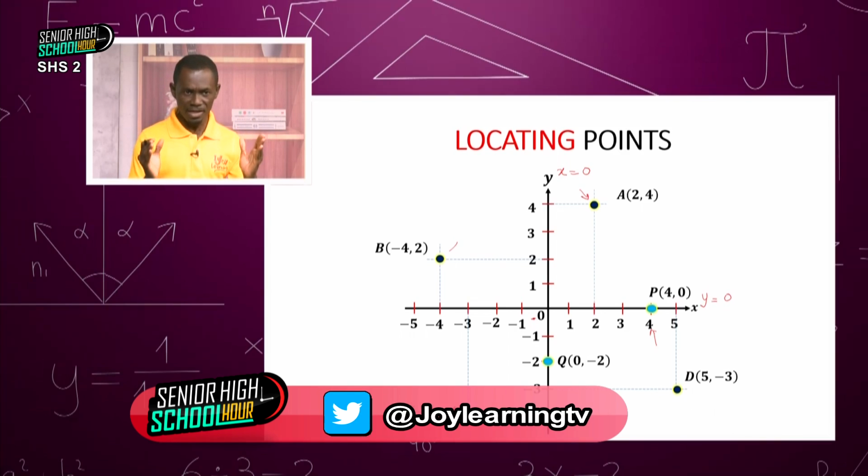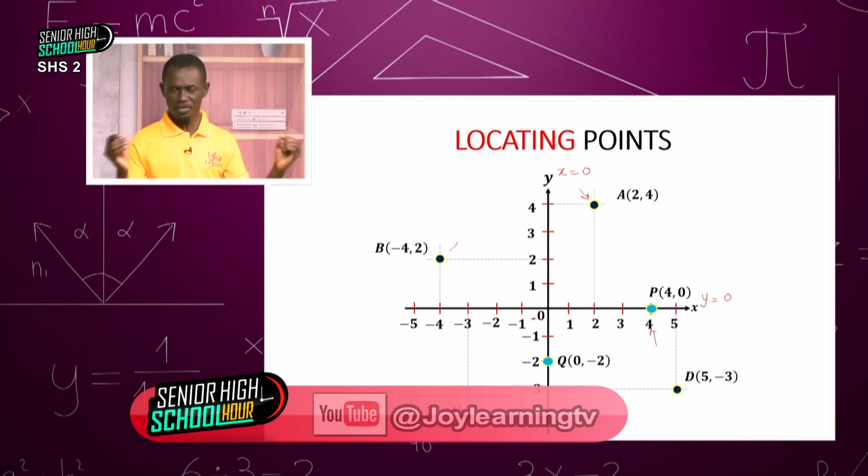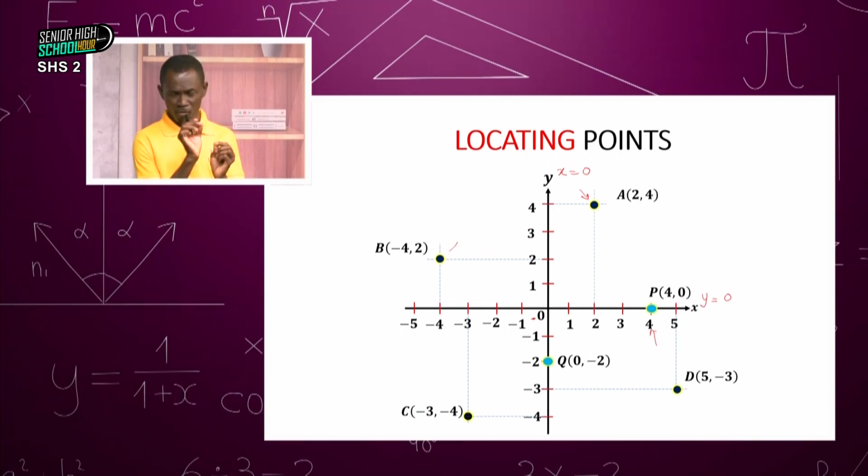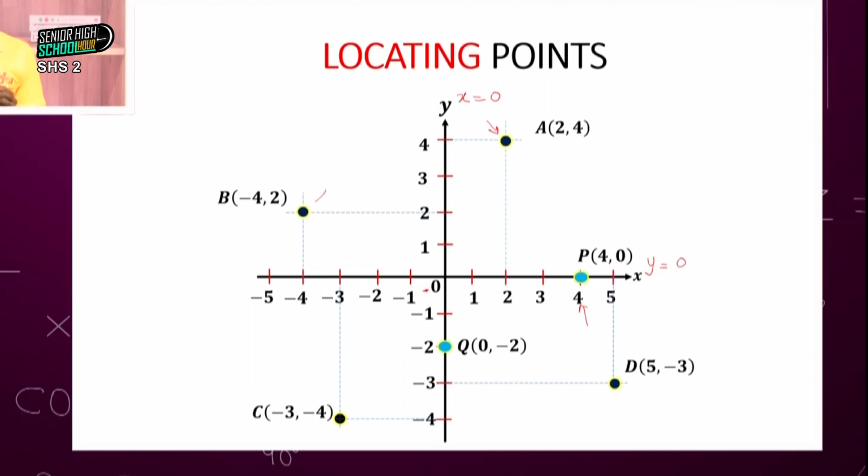And every line will have a unique address, if you like, an equation. So every line has a unique equation. No two lines have the same equation. They are unique, remember, because points are also unique. Although a number of points will fall on a line, all those points on the line will have a unique family name, if you like.